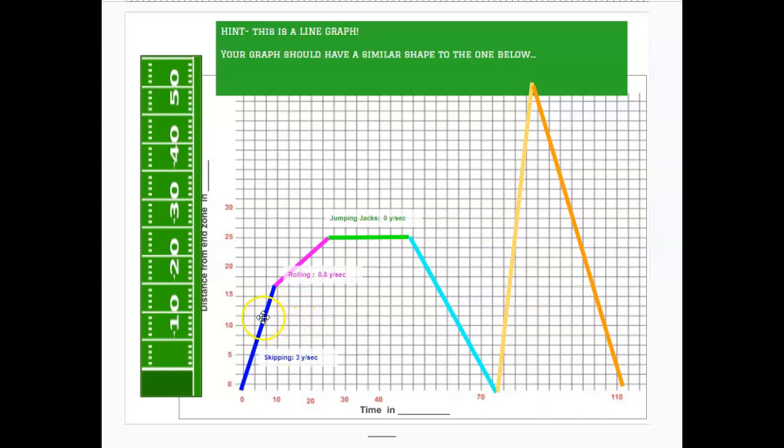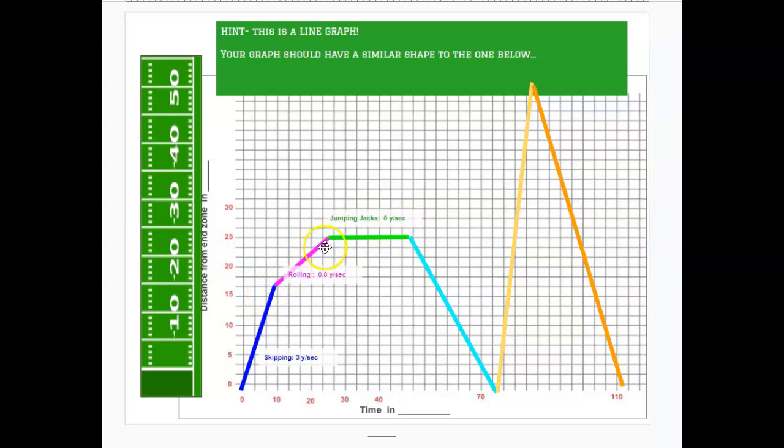So that's the first thing that you should be able to see from a line graph or a motion graph. Steeper lines, just like in speed graphs, represent a faster speed. So here we can see this is our fastest speed, and this is also a fast speed. Gradual lines represent a slower speed, and flat lines represent zero speed.